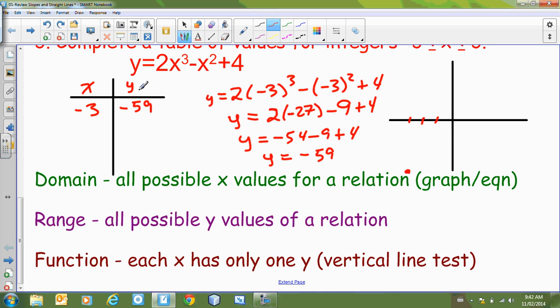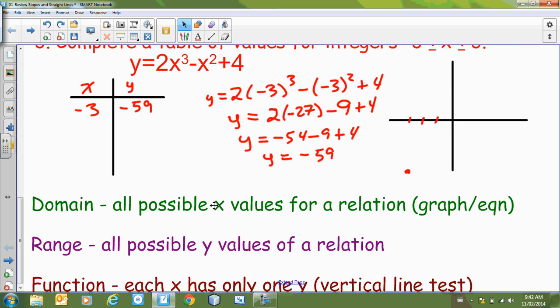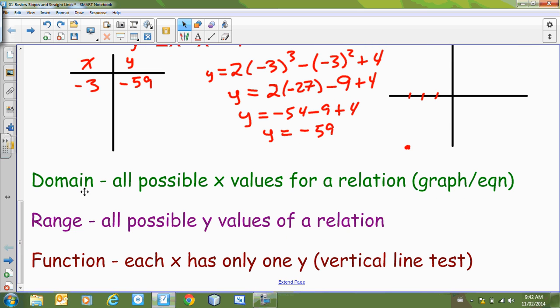Okay, so those are sort of the things I wanted to cover. A couple of definitions here that become important, and we should remember the word domain. As soon as you see that, it means basically tell us what all the possible x values for the relation are. So it can be a graph, it can be an equation, it could just be defined in some other way, I suppose. Those are the main things you'll see, though.